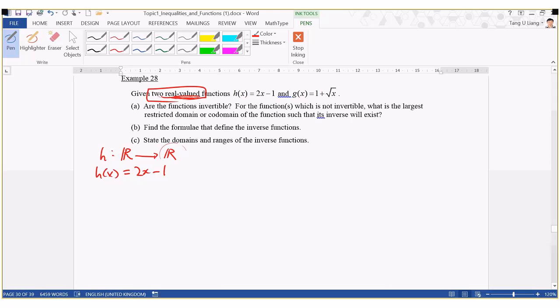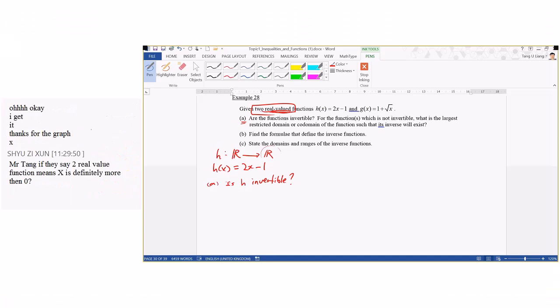Assume that x is definitely more than 0. Yeah, x has to be more than 0. If not, you can't take the square root. But we are just doing h first. Then only later we do g. So it's like doing two questions here. Later when we do g(x), then the domain of course is x more than or equal to 0. But now we're doing h, so the domain is all of R.